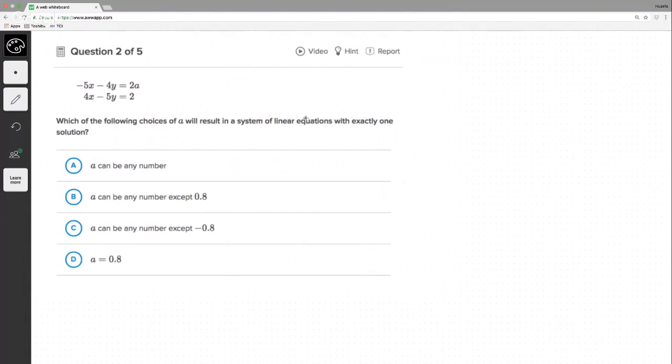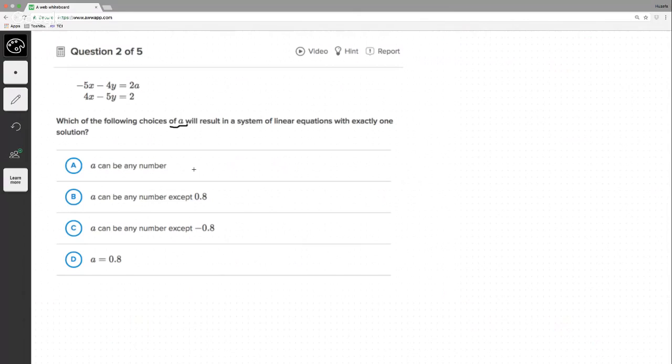All right, let's look at this. Which of the following will result in exactly one solution? They want which of the following choices of A. This is a similar thing. We want a value for A where we're just going to get one solution, meaning they're not going to be the same line. It's not going to overlap.